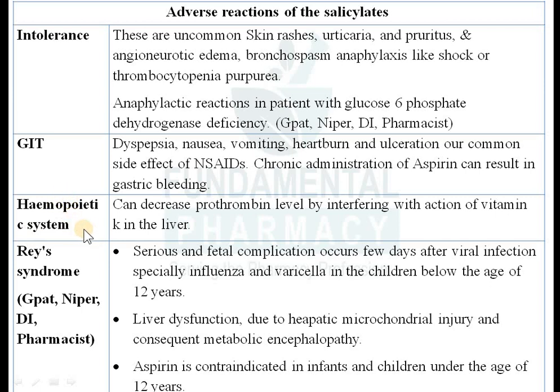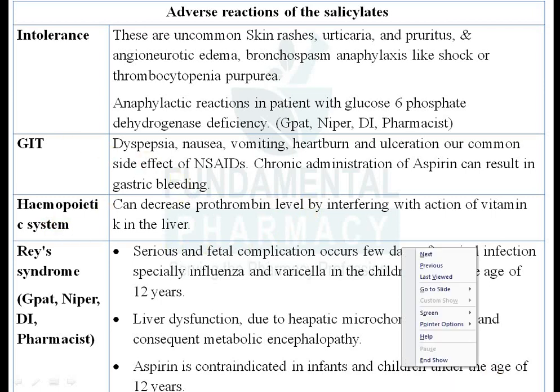What is the adverse effect on the hematopoietic system, on the blood? It can decrease the prothrombin level by interfering with the synthesis of vitamin K in the liver. So it will decrease prothrombin level. And last but most important adverse effect of aspirin. There was a question in GPAT 20 also.